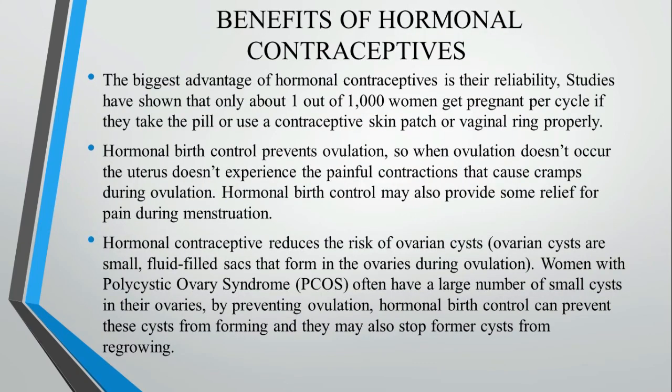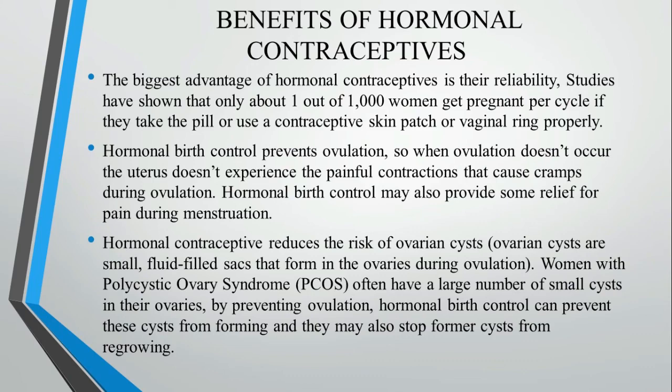Those are the precise details for the 6 different types of hormonal contraceptives that we have. Now, generally, what are the benefits of hormonal contraceptives compared to other types of contraceptive? The biggest advantage of hormonal contraceptives is their reliability. Studies have shown that only about 1 out of 1,000 women get pregnant per cycle if they take the pill or use the contraceptive skin patch or vaginal ring properly.